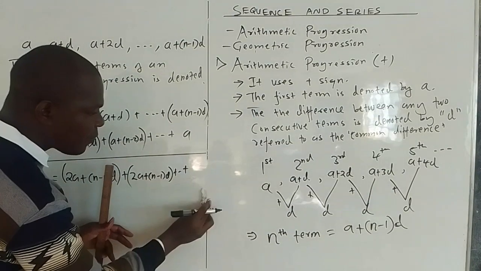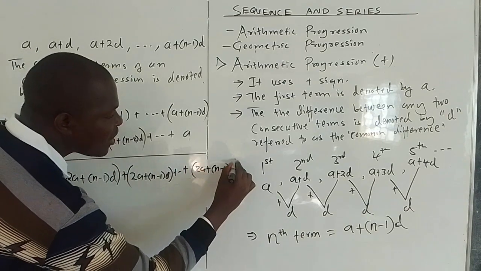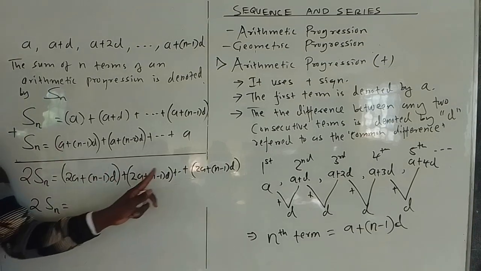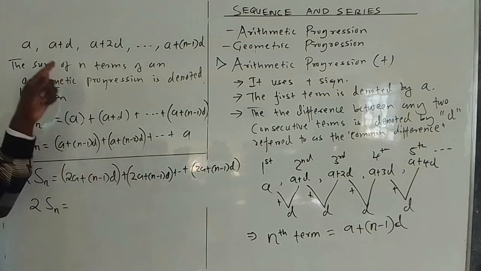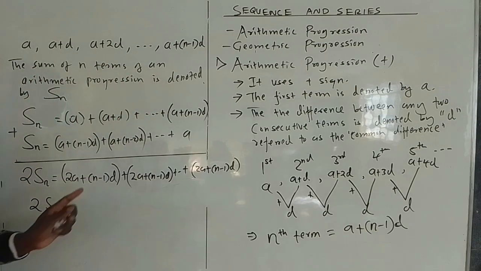You still get the same thing, which is 2a plus n minus 1 into d. So you see, this side we have 2Sn to be equal to what? You are getting the same term how many times? N times, because the last term was the nth term, isn't it? Yes. The sum of the n terms, meaning there are n terms.